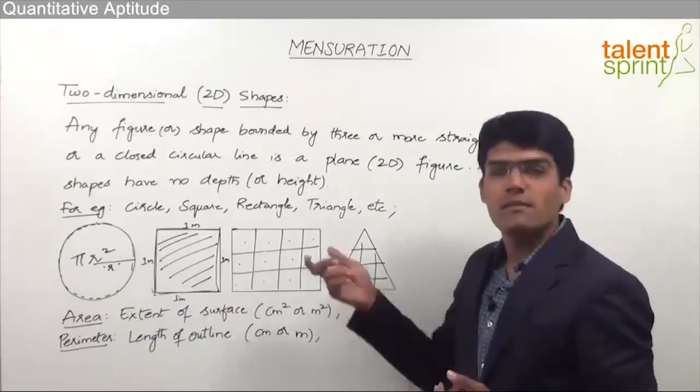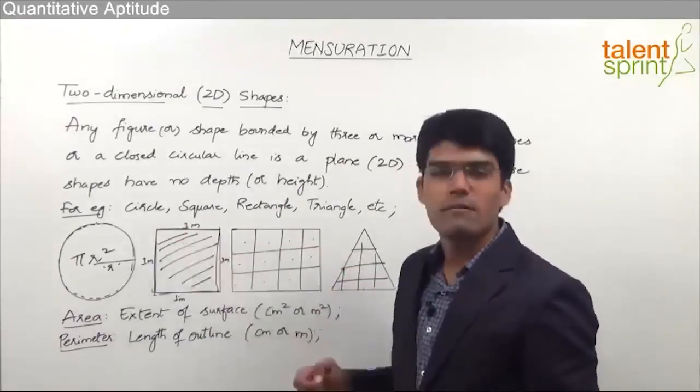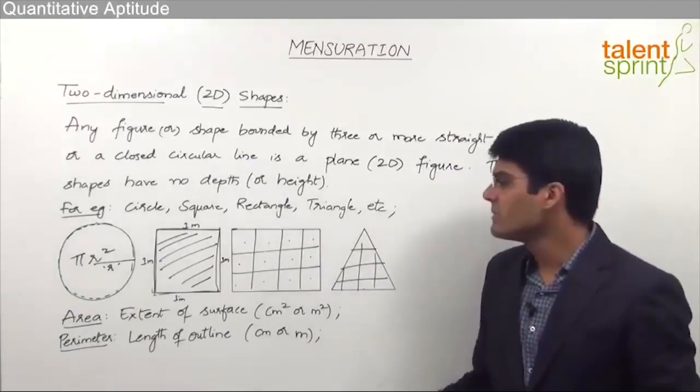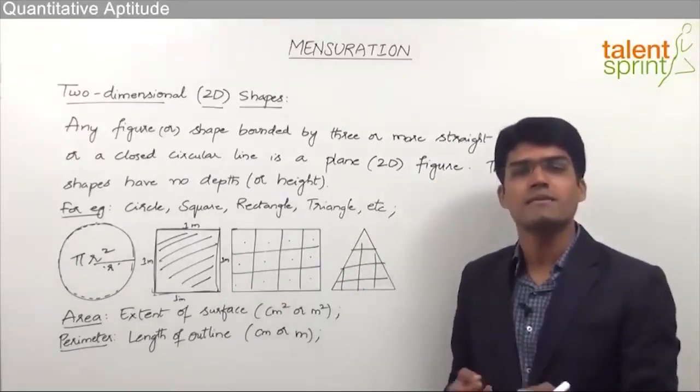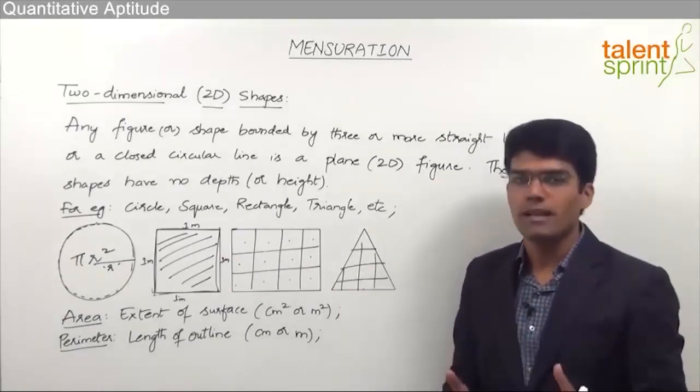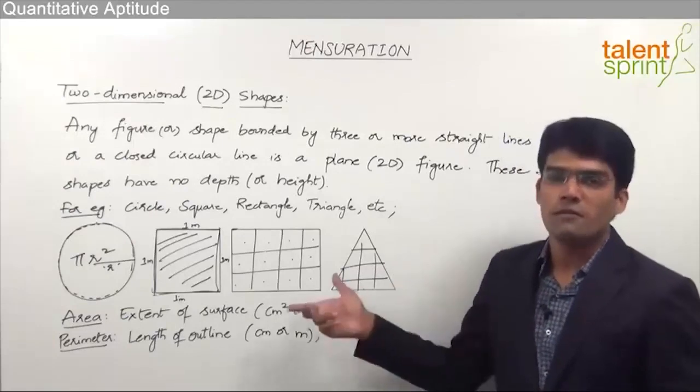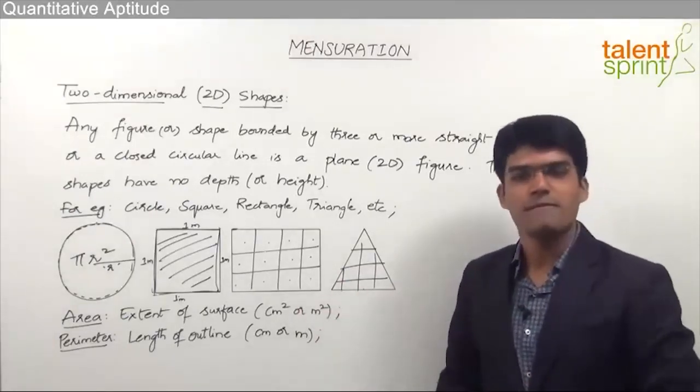Again, for perimeters as well, we have direct formulae. For example, perimeter of a circle is 2 pi r, where r again is the radius of the circle. Similarly, for a rectangle, the perimeter is 2 times length plus breadth. All these formulae, as I've mentioned, are there in the textbook. You need to remember those formulae to solve various questions from this topic of mensuration.